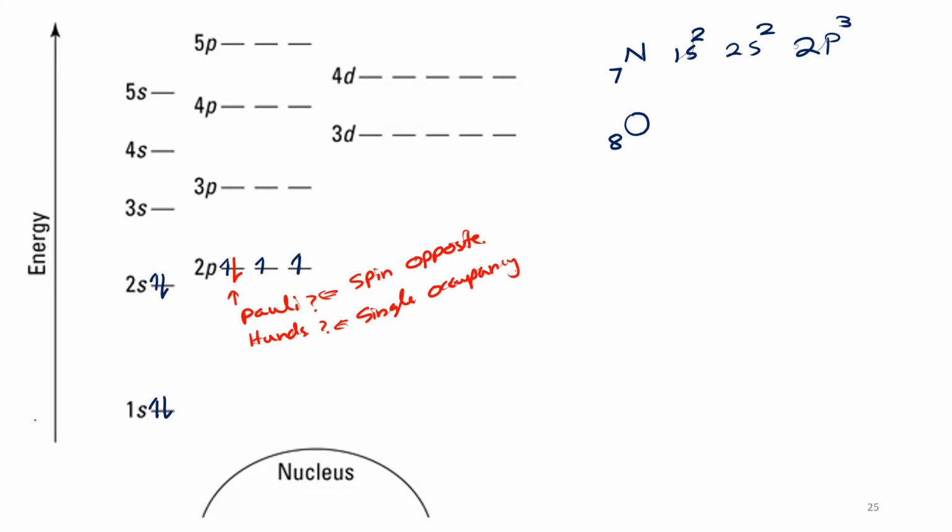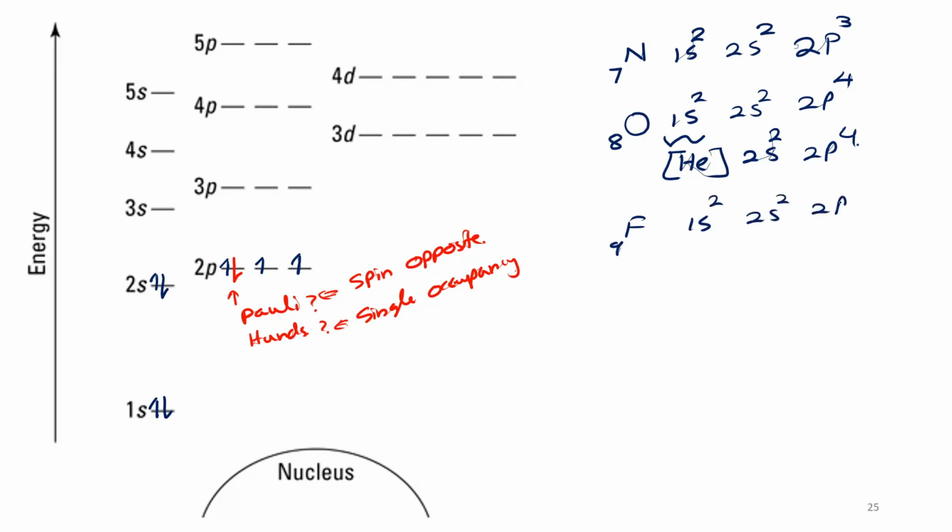So for oxygen, you will have the mentioned type of electron filling. So your electron configuration is 1s2, 2s2, 2p4. You can replace this with helium and have the condensed electron configuration as helium 2s2, 2p4. And then for fluorine, you will have 1s2, 2s2, 2p5. So you're going to have another one like that.